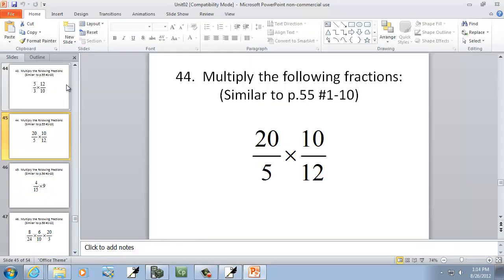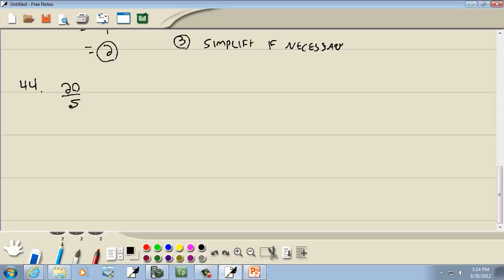This one we got 20 over 5 times 10 over 12. Now it doesn't matter which numbers you pick, just as long as a number on top and a number on the bottom are divisible by the same number. They can be in the same fraction or in different fractions. Here's a 5 and 10. Those are both divisible by 5. 5 divided by 5 is 1. 10 divided by 5 is 2. So I got 20 over 1 times 2 over 12. Well, 2 and 12 are both divisible by 2.